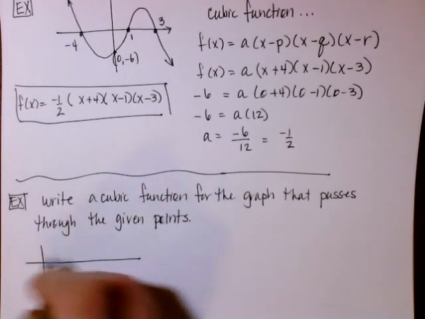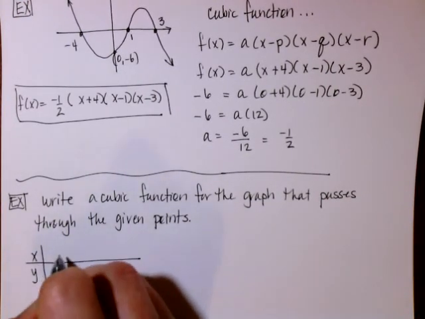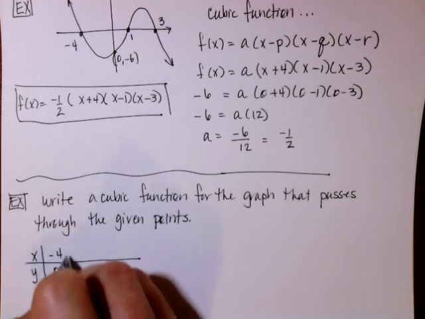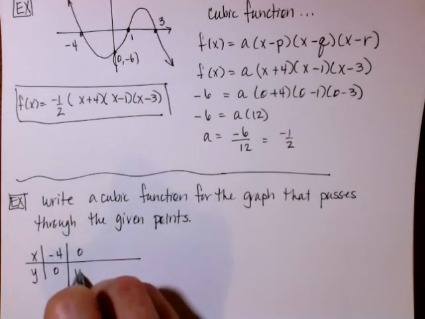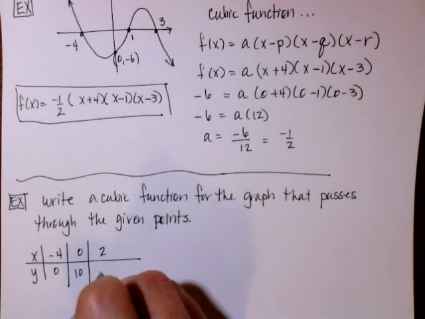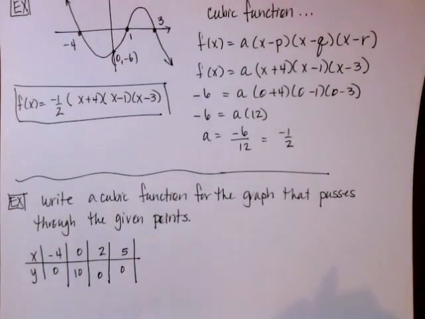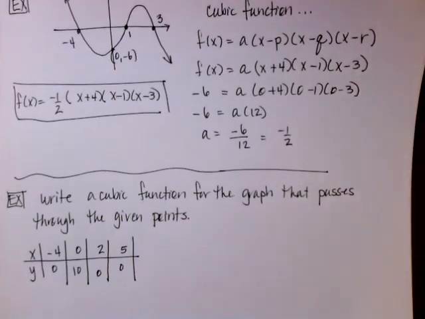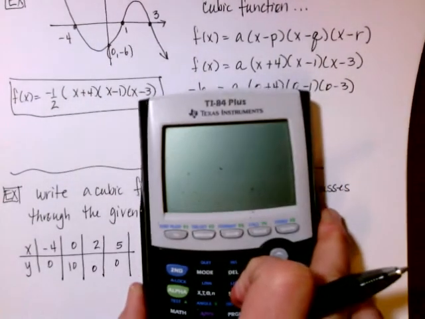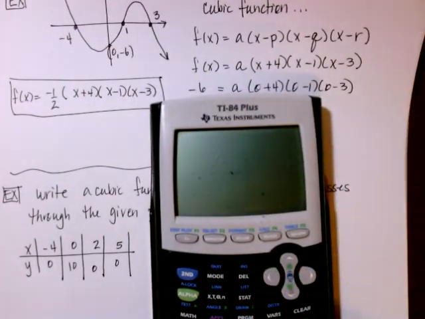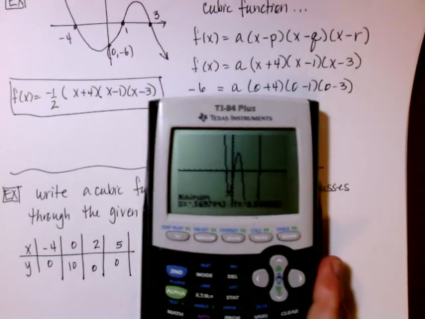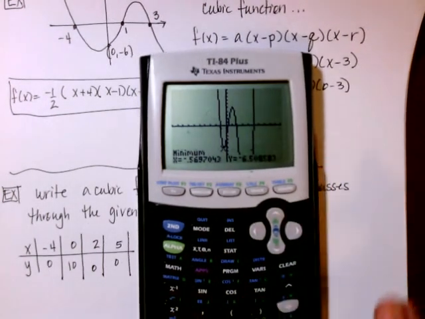So I'm going to do my chart sideways just because. So I'm going to have (-4, 0), (0, 10), (2, 0), and (5, 0). Alright, so those are going to be my values. So now let me bring in my grapher, get it where I hope you can see it.